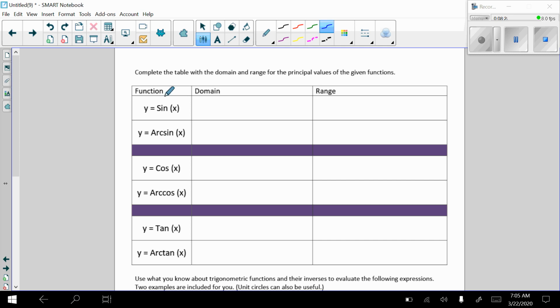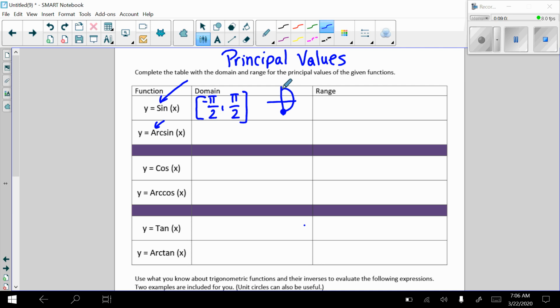So, first of all, do you notice that we have capital letters here all the way down the line? Those capital letters indicate that we are only focused on the principal values. In other words, the values that will make our given function and its inverse also a function. So the domain that we just talked about for sine went from negative pi over 2 to pi over 2, and it included negative pi over 2 and pi over 2. Looking at our unit circle, remember that? It would look like this. We're only going for that half of the circle.